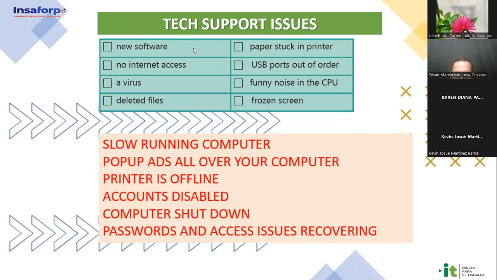When your equipment update is, se le actualiza, right? Se le actualiza, update. Then your computer get new software. In your cell phone, if you use, voy a actualizar mi cell phone. Then le aparece nuevo software. New software. No internet access. That is the biggest problem, right? A serious problem. You don't have internet. It's a problem. A virus.